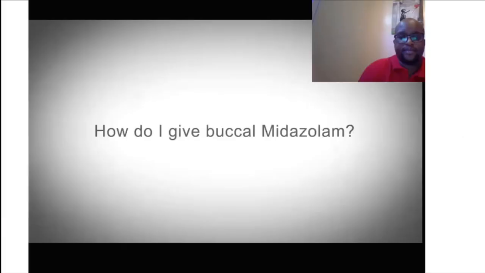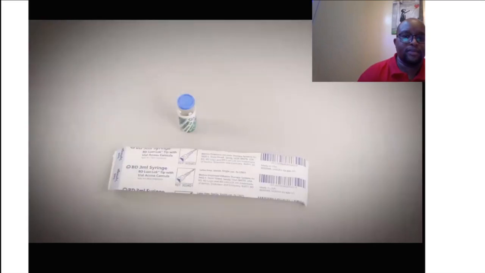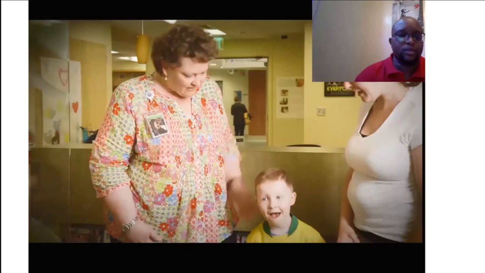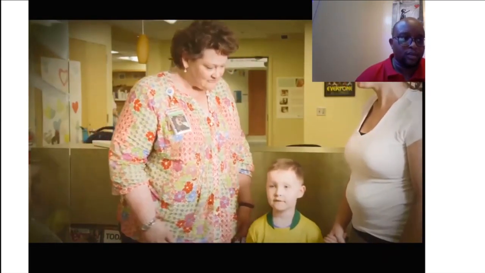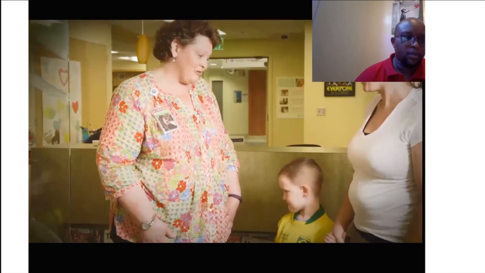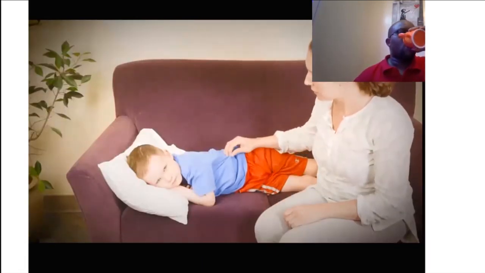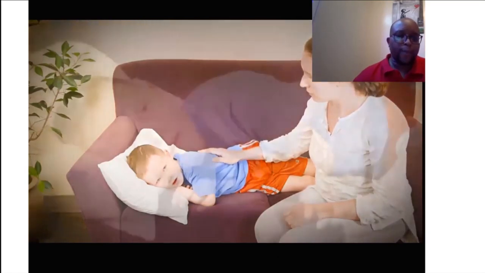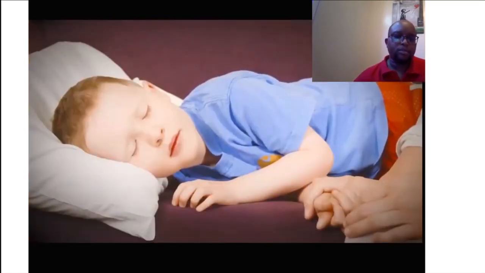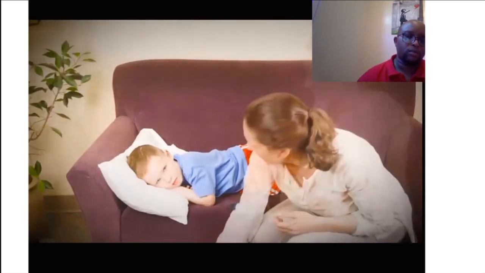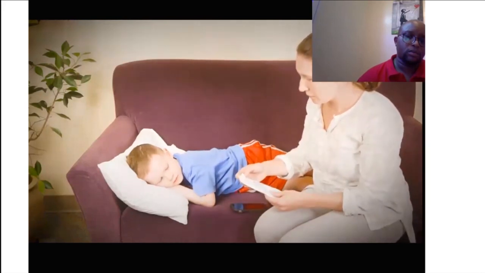How do I give buccal midazolam? Buccal midazolam is a medicine that is used for seizures that do not stop on their own. Your child's care team will give you specific instructions on when to give buccal midazolam. If your child has a seizure, make sure your child is safe. They should be lying on their side with nothing near their head that could cause injury. Remove the child's glasses and loosen anything they may have around their neck. Do not put anything in their mouth or try to restrain them in any way. Start timing the seizure. If the seizure continues past 2 minutes, start getting the buccal midazolam ready to give.